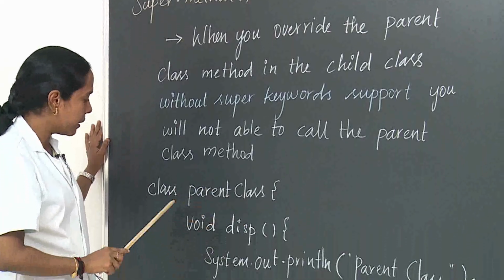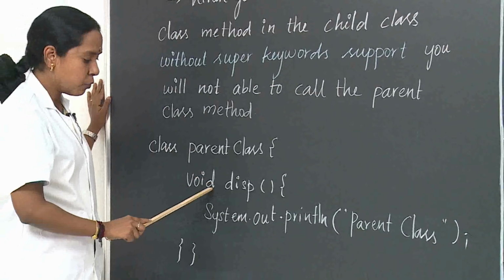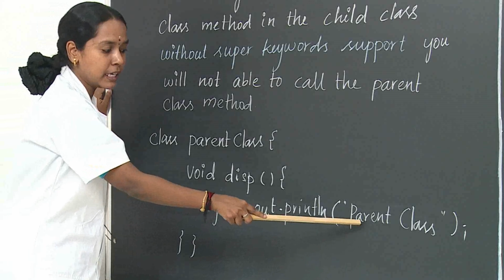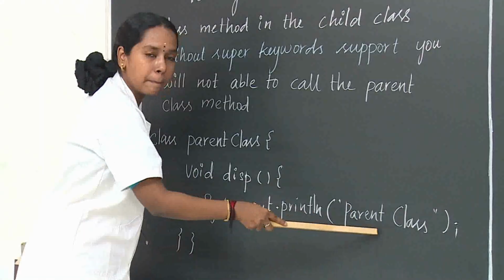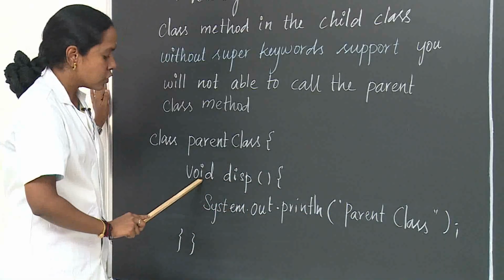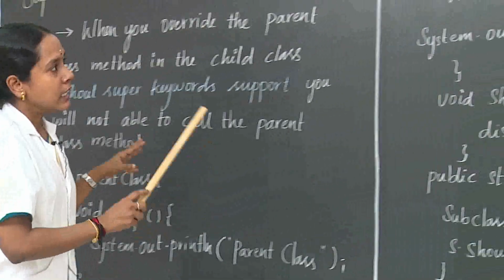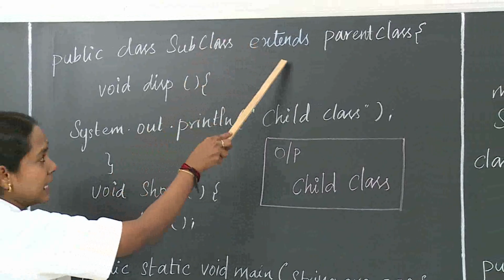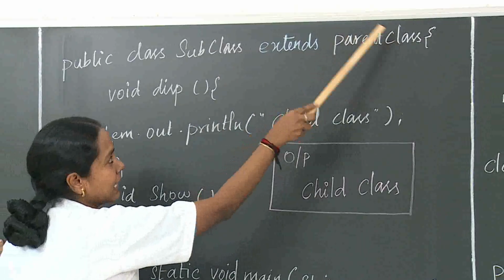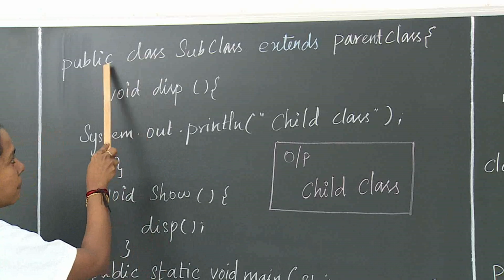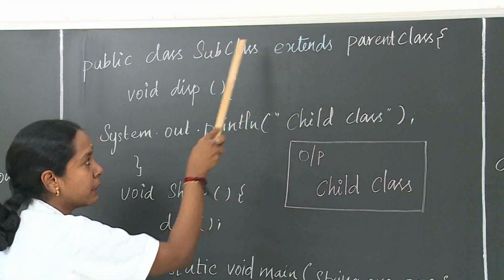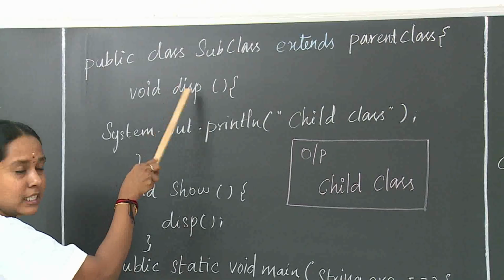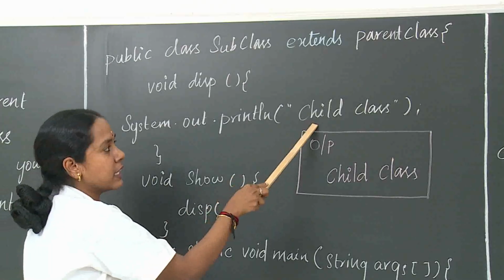Here is the example. In a parent class I am using a void display, in which I am just printing parent class. Next I am extending that parent class in a subclass: public class subclass extends parent class. Here also I am using the same method void display, and here I am printing child class.